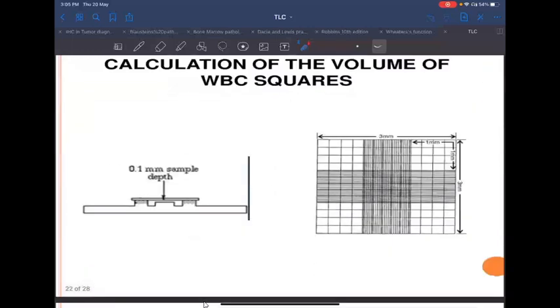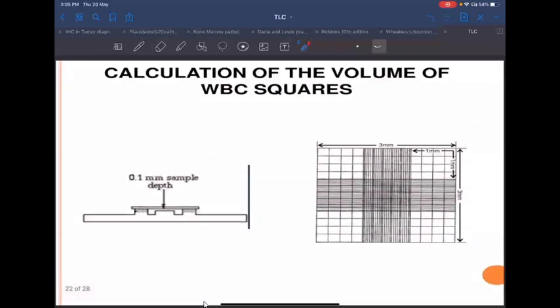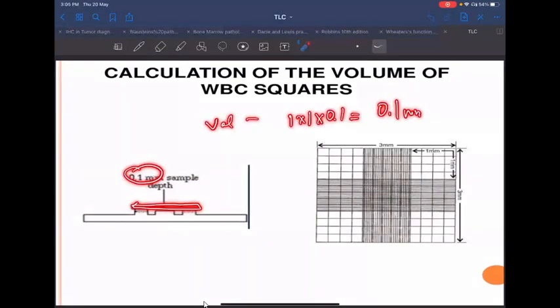So, calculation of the volume of the WBC square. Since this is 3 mm and this is 3 mm, and these are equal length squares, this is 1 mm, 1 mm, and 1 mm, and this is also 1 mm. The depth shown here is 0.1 mm when we place the cover slip. So the volume will come out to be 1 into 1 into 0.1, which is 0.1 mm³.